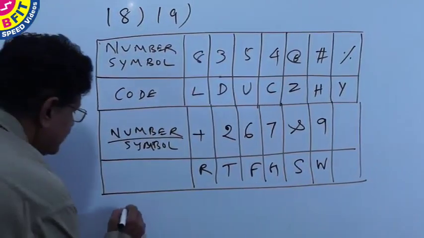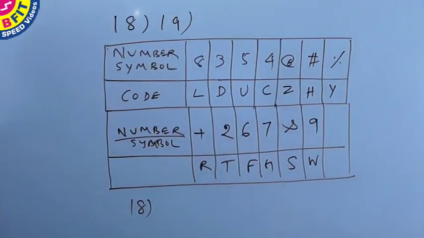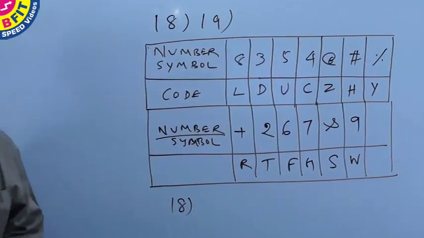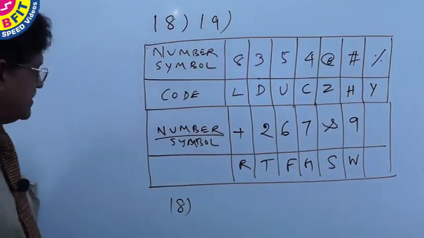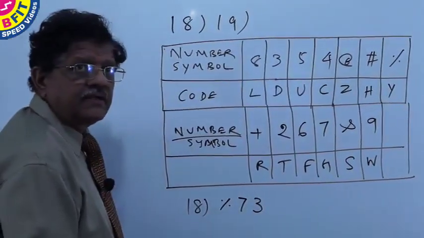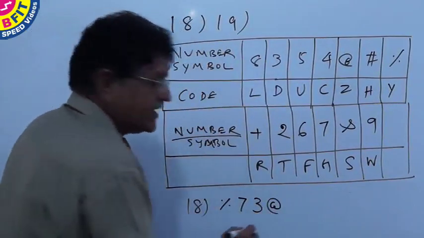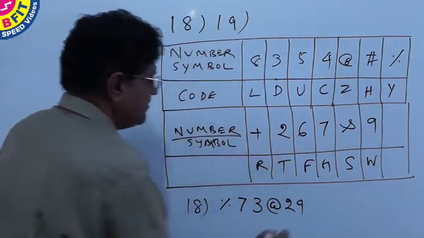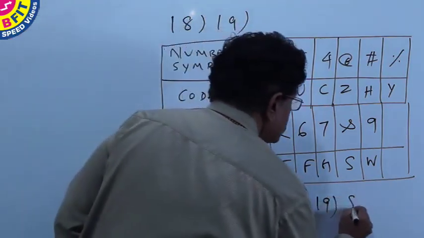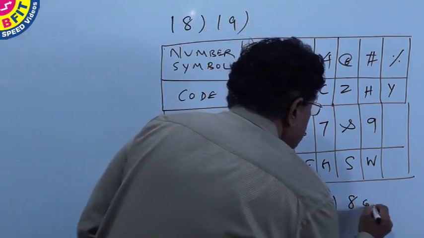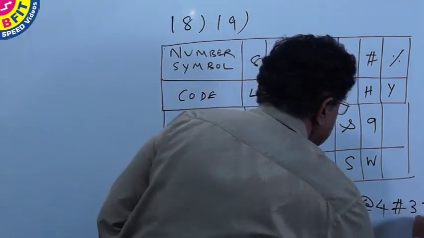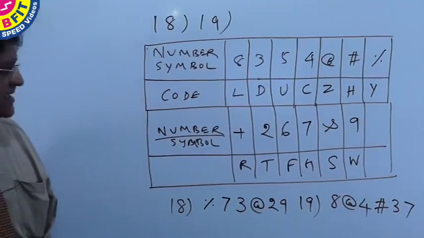In question number 18, we have to code %73@29, and in question number 19 we have to code 8@4#37.